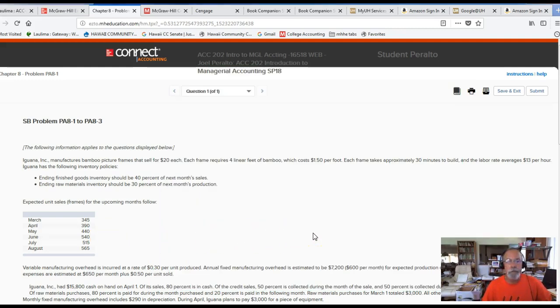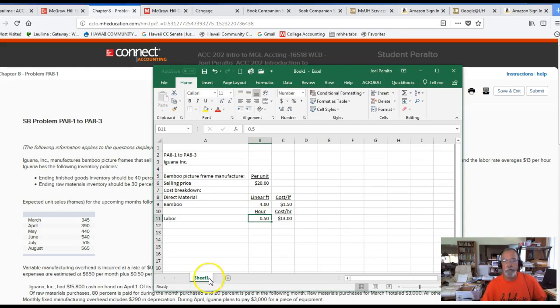Let's see. Inventory policies. Ending inventory finished goods should be 40% of next month's sales. Ending raw materials inventory should be 30% of next month's production. So why don't we put that information here.